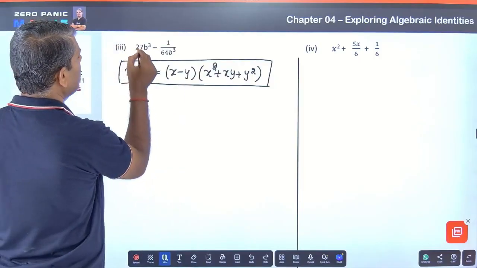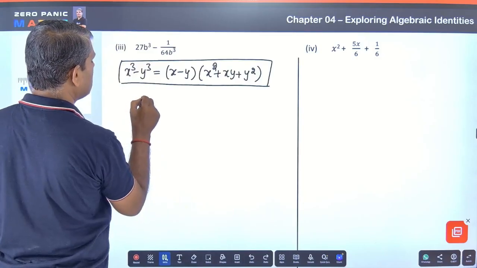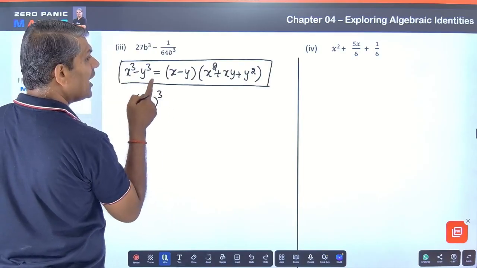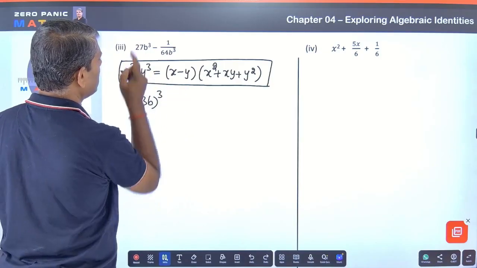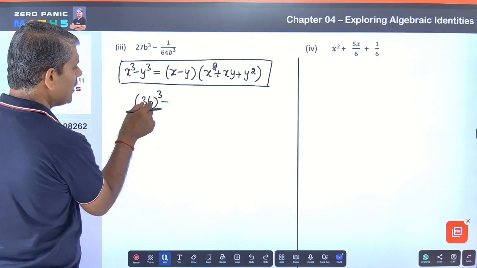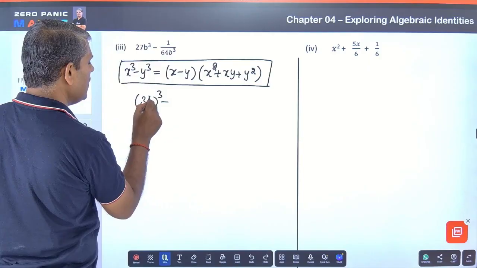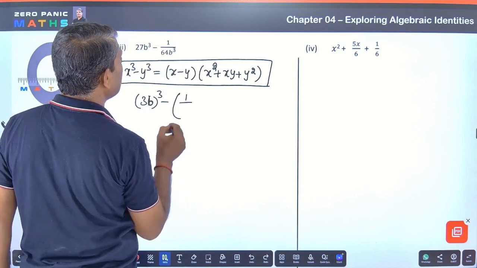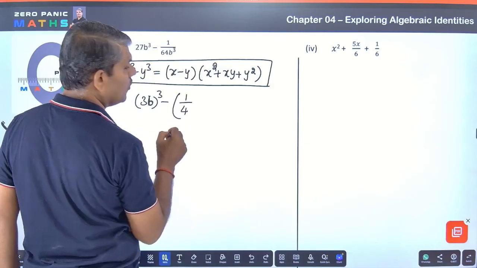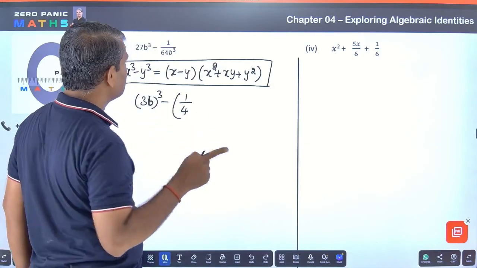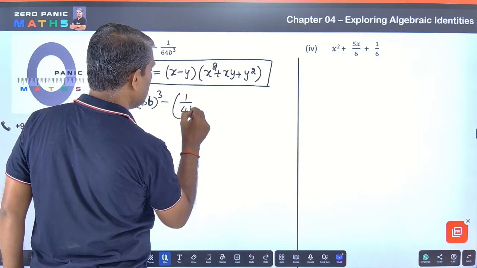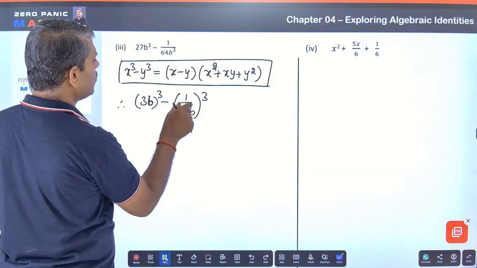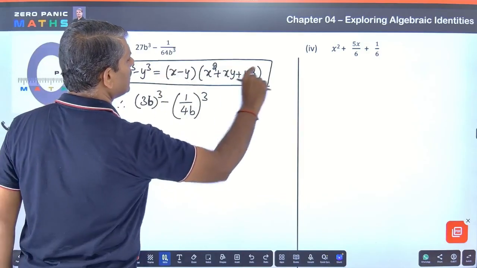Let me write 27 b cube as actually (3b) whole cube. See, 3 3s are 9, 3 9s are 27, and b cube. I've written it as (3b) whole cube, and now 3b is x for us, and what is y for us? y is 1 divided by 64, which is actually 4 cube. 4 4s are 16, 16 4s are 64, so it is (1 by 4b) whole cube. So I've written this in the form of a cube minus b cube. Now I have to expand this with this expanded version.